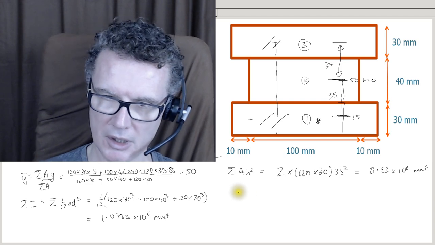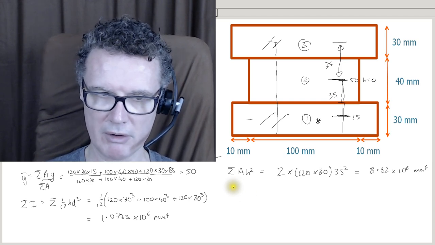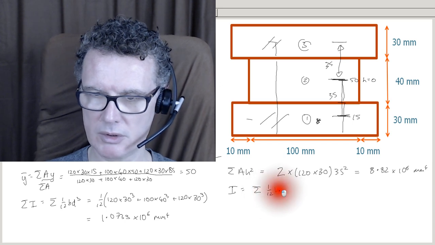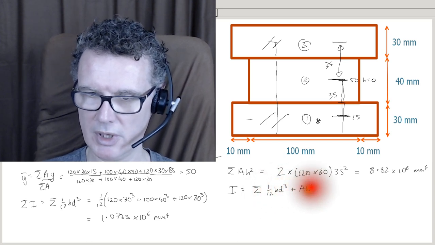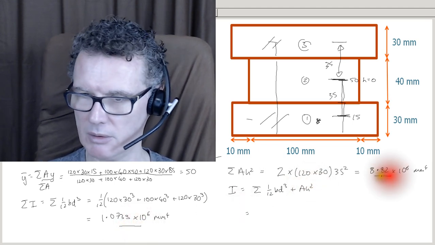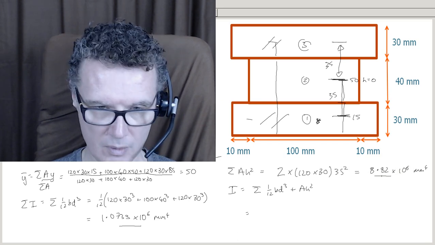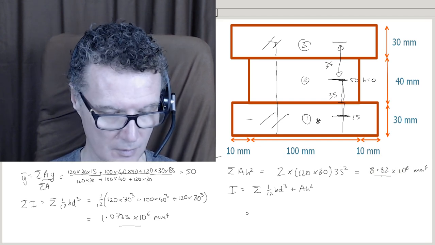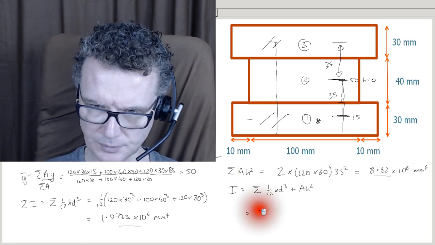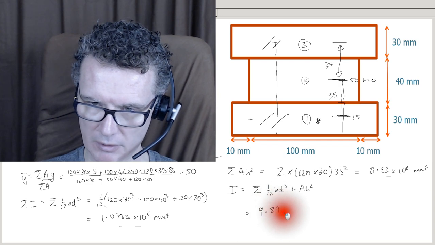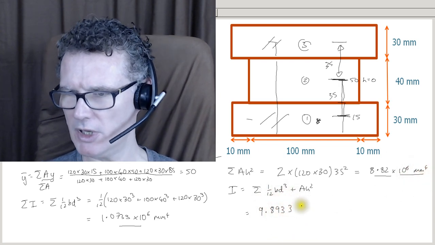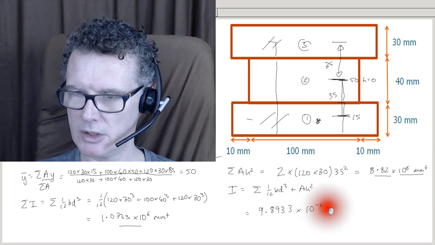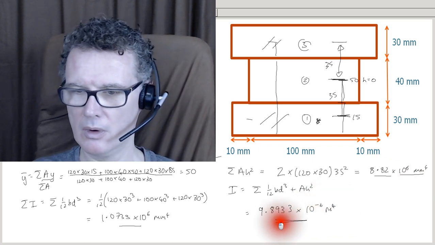Okay, so the second moment of area, therefore, is going to be I equals the sum of the 1/12 BD cubeds plus the AH squareds. So that's going to be that number and that number combined. And I get 9.8933. I don't want the final answer in millimeters, I want it in meters, so that becomes times 10 to the minus 6 meters to the power 4. Okay.